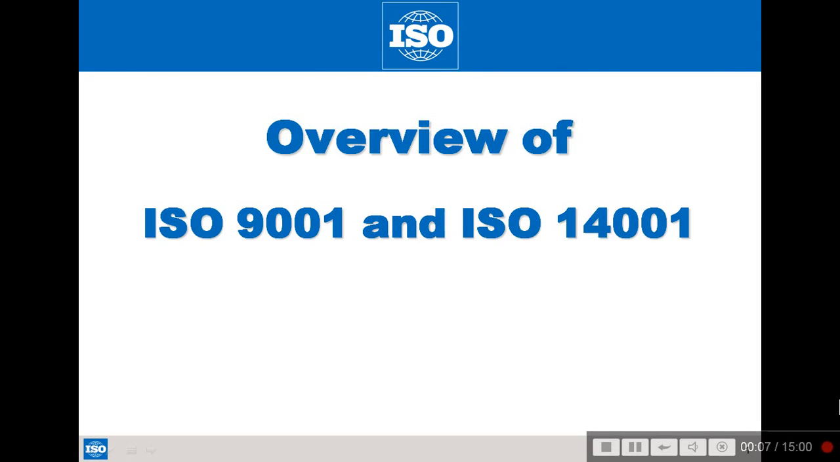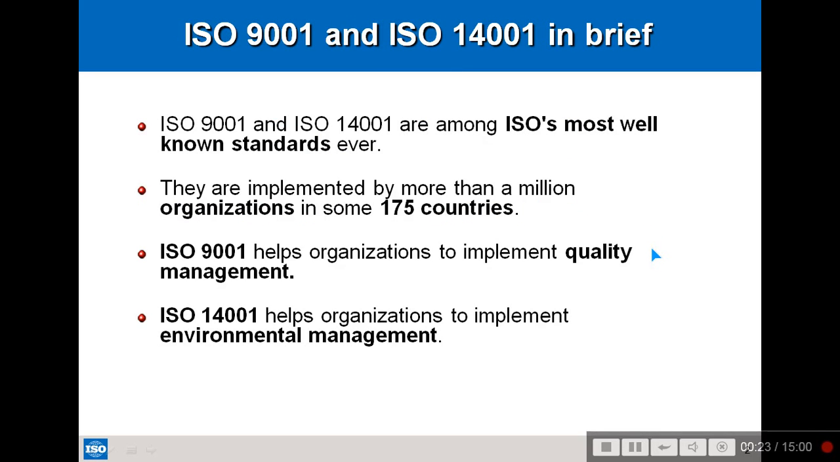Let us talk about the overview of ISO 9001 and ISO 14001. These are International Organization for Standardization guidelines. In brief, ISO 9001 and ISO 14001 are among ISO's most well-known standards ever. They are implemented by more than 1 million organizations in around 175 countries.